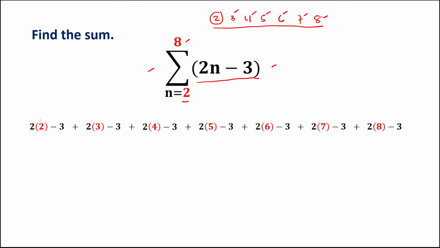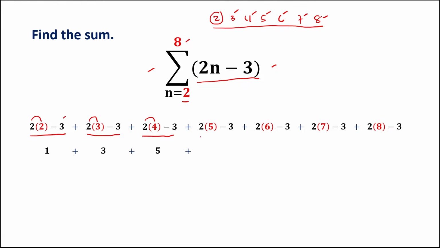Then to simplify, for this term, this is 2 times 2, that's 4 minus 3, so this is positive 1. Then plus, for this term, 2 times 3, this one is 6 minus 3, so this is positive 3. Then plus, for this term, 2 times 4, that's 8 minus 3, so this is positive 5.